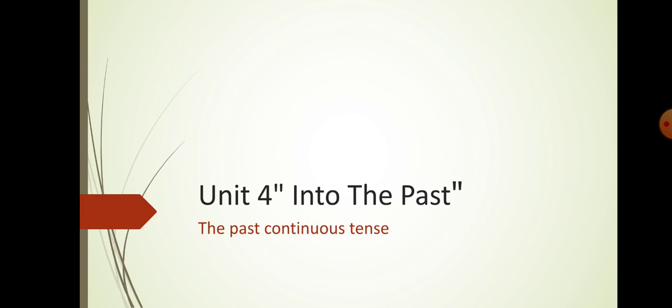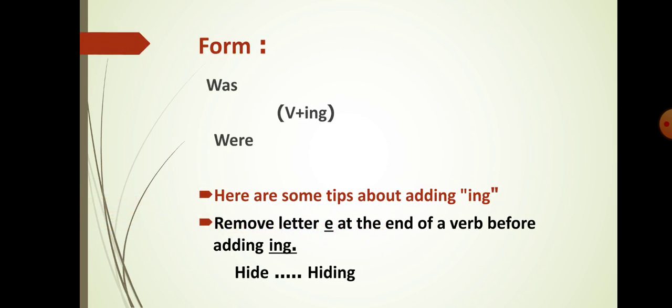Today we are gonna study Unit 4, Into the Past. We are gonna study the grammar lesson, the past continuous tense. When we talk about the past continuous tense, let's start with the form of the verb. The past continuous tense consists of was or were, plus verb plus ing.